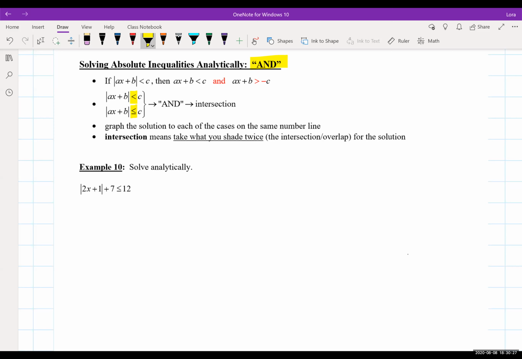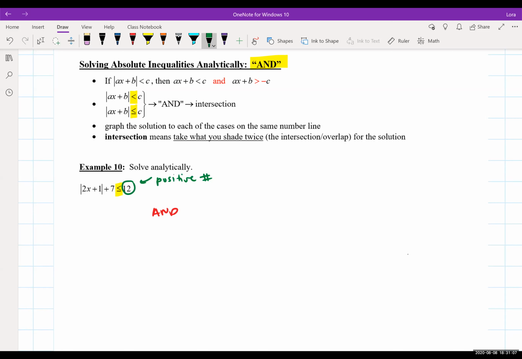So let's start off with a nice straightforward case. We're looking at solving analytically this problem. And we look at the fact that we have less than or equal to 12. So that's how we know we have the AND case. So sometimes I write that to remind myself. And the other thing I want to point out, I want you to notice that the constant is a positive number. And that kind of clues you into, okay, it's going to be a pretty straightforward case.